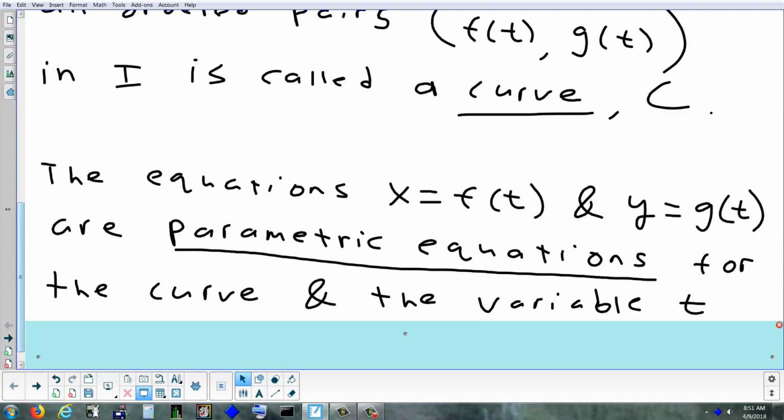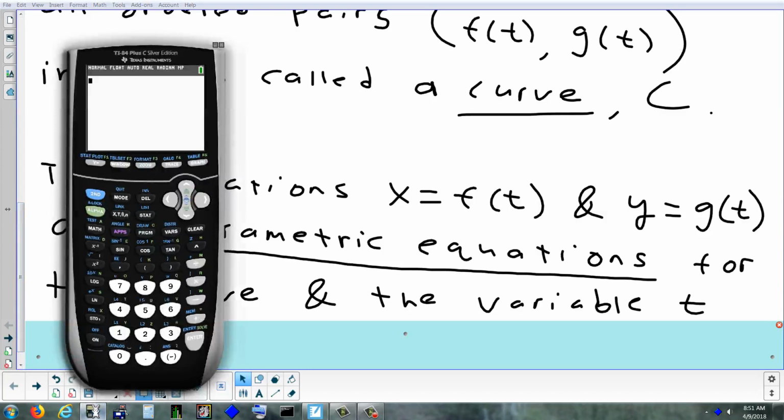And when we get to the calculator, you'll notice there's a button here that says x, t, theta, and n. Well, this button does different things depending on what mode you put your calculator in. So if you keep it in function mode, it'll do an x. If we change it to parametric, it will do a t. So we'll talk about changing the mode in a minute.